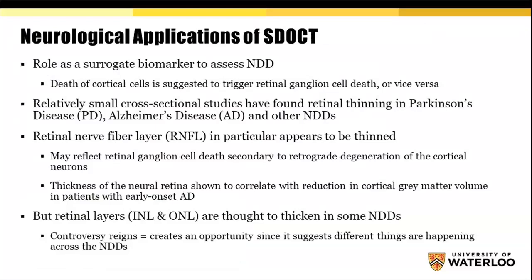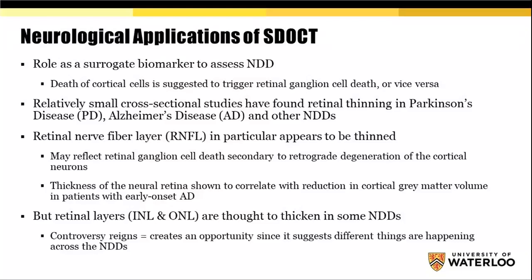Neurological applications of SDOCT are basically that it could be developed into a surrogate marker to assess NDD. Death of cortical cells is suggested to trigger retinal ganglion cell death. Interestingly, there are some that believe there's a potential for the trigger for NDDs to even work in the opposite direction. So in other words, to come from a peripheral nerve, and then impact the central nervous system or brain.